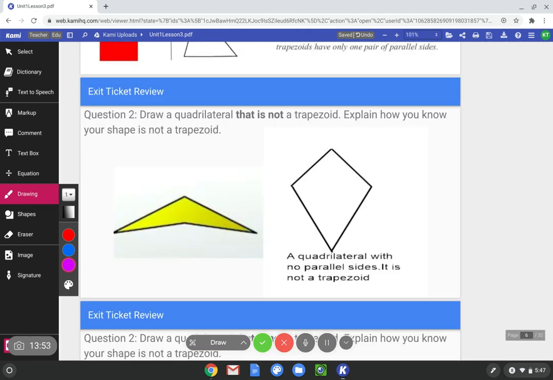The second question on the exit ticket was, draw a quadrilateral that is not a trapezoid. Explain how you know your shape is not a trapezoid. Well, let's begin by remembering we have to draw a quadrilateral, so it has to have 4 sides.